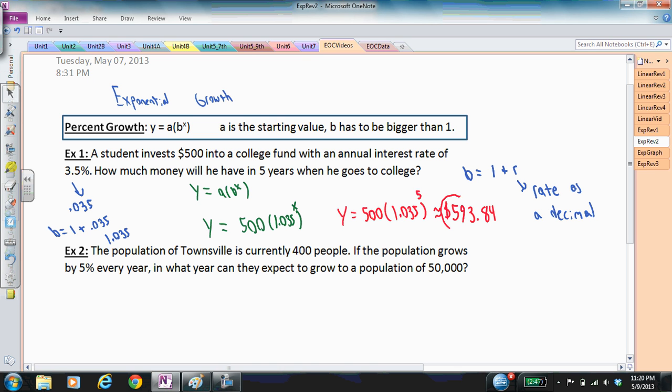So that's definitely not going to get you through college. You might want to invest a little bit sooner, or invest a little bit more money, or find a better interest rate.